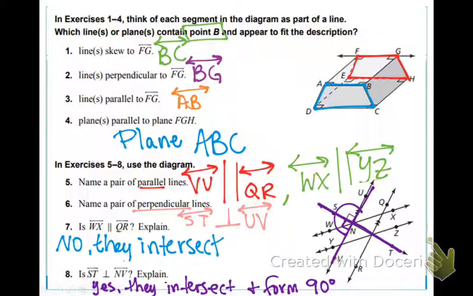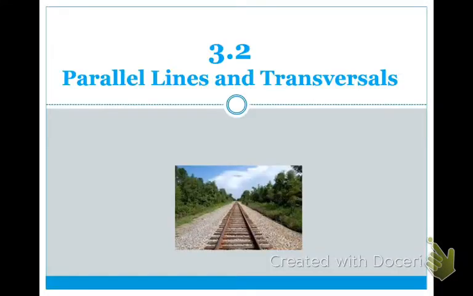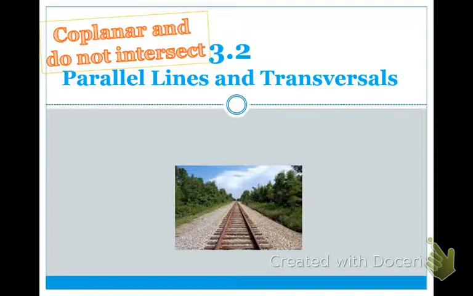Okay? All right. So we're going to talk about parallel lines and transversals. We're going to be talking about measurements. Okay? We talked about parallel lines 2 seconds ago. What was the definition of a parallel line? Yeah, they're coplanar and don't intersect.